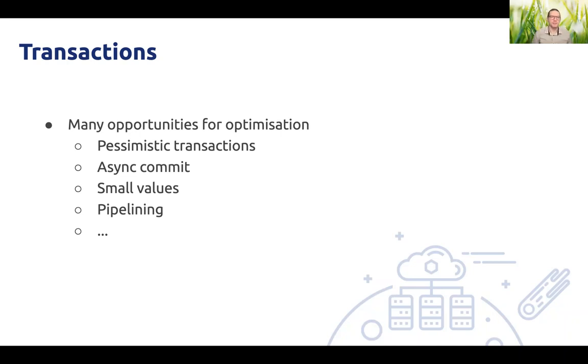There's async commit, which is a really interesting optimization that it's worth me showing you a sequence diagram for, and I'll do that on the next slide. There's optimization for small values. If you've got very small data, rather than write it into the default column family, you can write it directly into the write column family to save this indirect lookup. Obviously, this is only worth it if the data is small, or you'd end up copying it around a lot. And there's lots of pipelining optimizations you can do, and so on and so forth. There's really a lot of interesting optimizations to the transaction system.